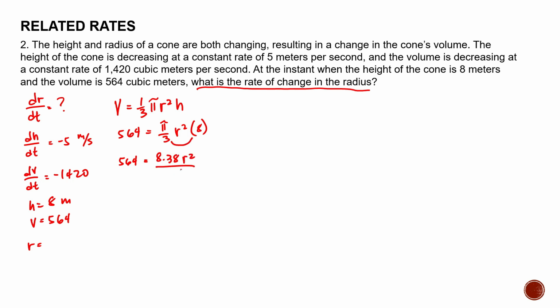Okay, and then obviously let's divide both sides by 8.38. 564 divided by 8.38 is 67.30. All right, so let's get the square root of that to find r. So the square root of 67.30 is approximately 8.20.